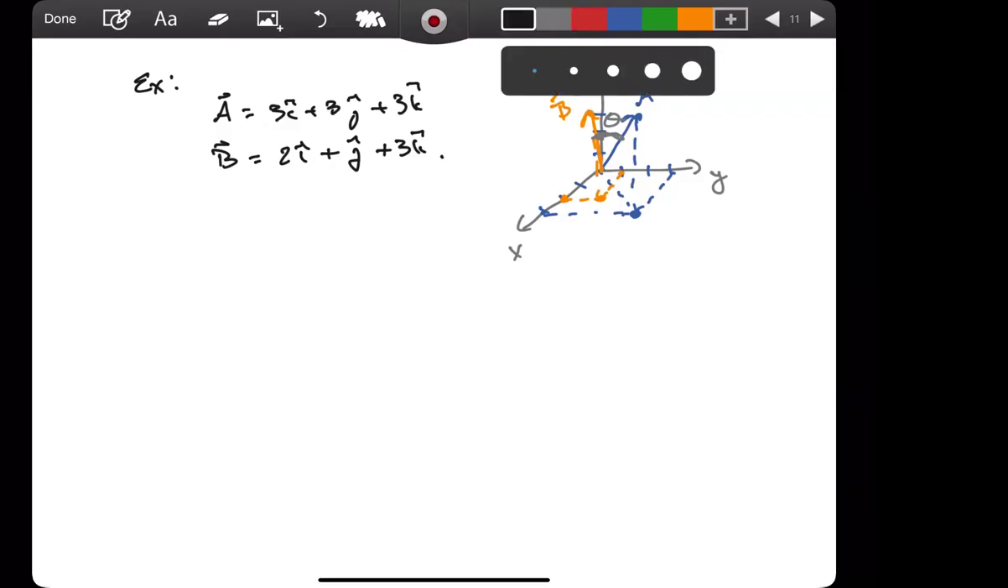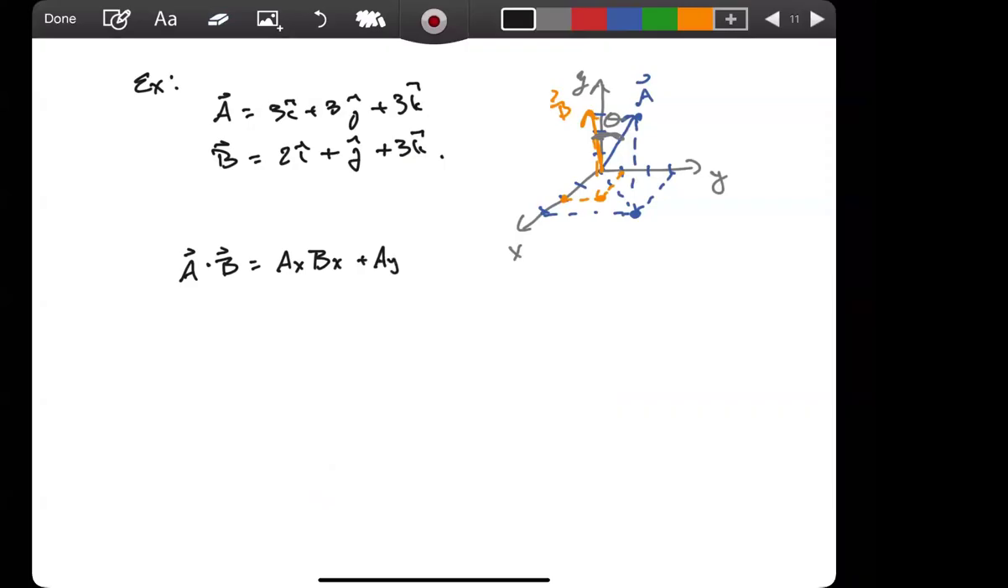So first things first, let's look at the dot product itself, using the fact that we're going to do it in component form. In component form, this is the same thing as ax times bx plus ay times by plus az times bz. So plug in my numbers. What I'm going to get is 3 times 2 plus 3 times 1 plus 3 times 3. So it's the same thing as 6 plus 3 plus 9, which is 18. So this is my dot product in component form.